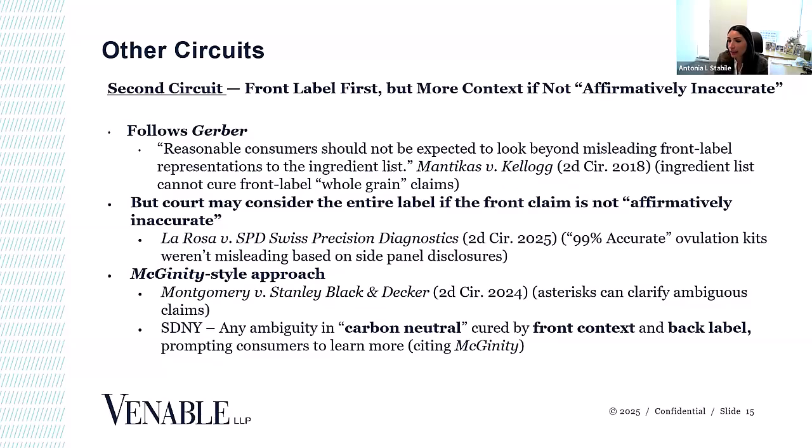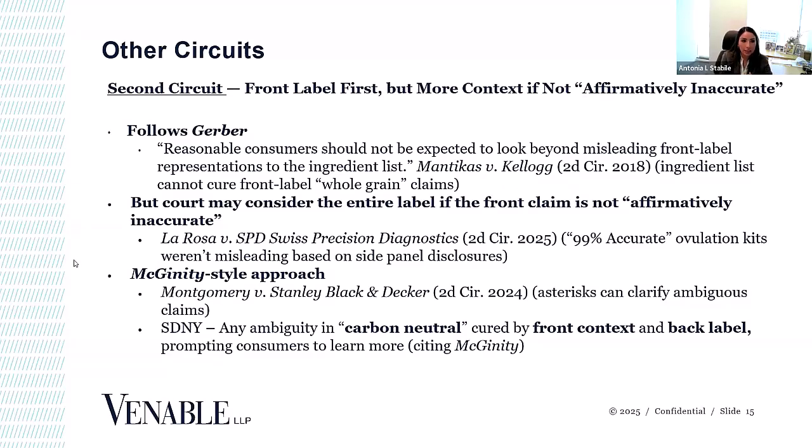But the Second Circuit appears to be more willing to look at the entire context of a label. And instead of using the ambiguity test set out in McGinity and Whiteside, the Second Circuit is willing to consider the entire label as long as the front label claim is not affirmatively inaccurate. And so I think that's a little bit of an easier standard for defendants because we don't have this ambiguity issue that we have now in the Ninth Circuit with Whiteside.